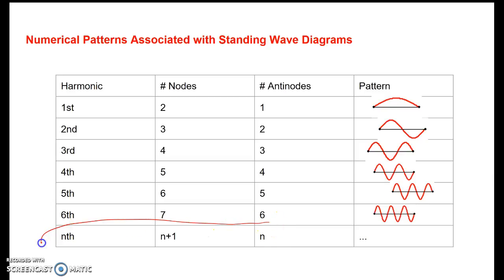And then here's the mathematical pattern to it. The nth harmonic has n plus 1 nodes, and n antinodes. And our diagrams go along with it. So that's how we can determine harmonics and nodes and antinodes.